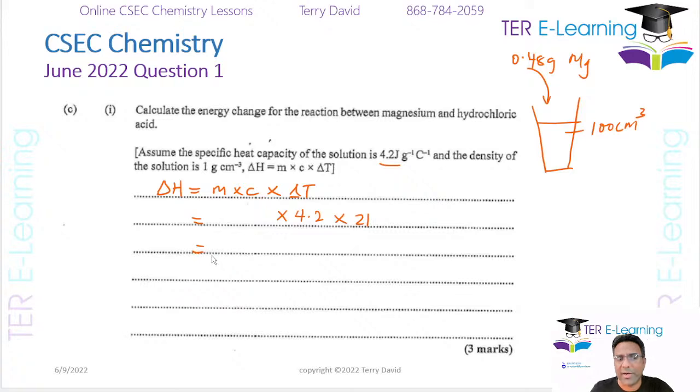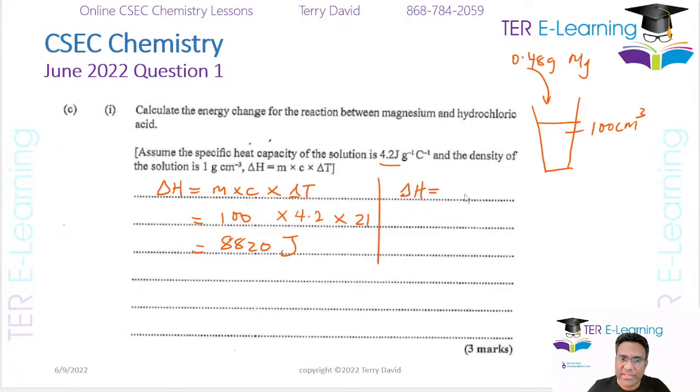And students were trying to figure out, well, should we use 100 grams or should we use 100.48 grams? Now, this is one instance where it does not matter whether you use 100 or the 100.48, right? I'm going to use 100 here. I'm going to work that out for you. 100 multiplied by 4.2 multiplied by 21, right? And I'm getting 8820 joules, right?